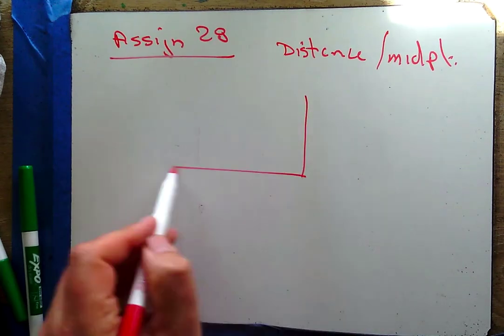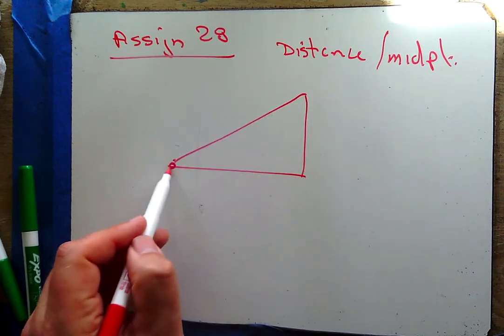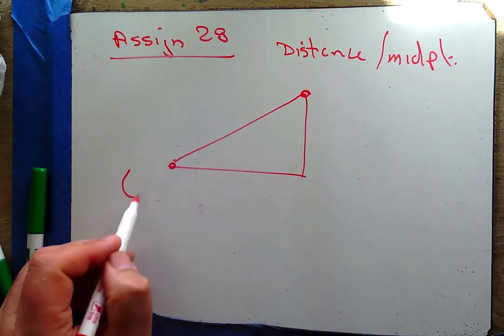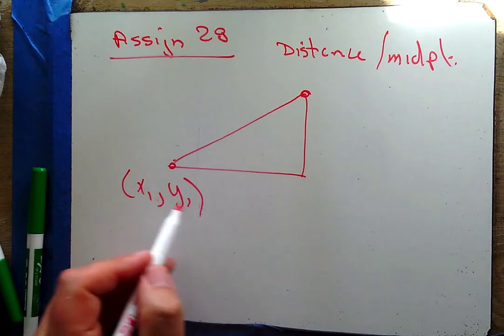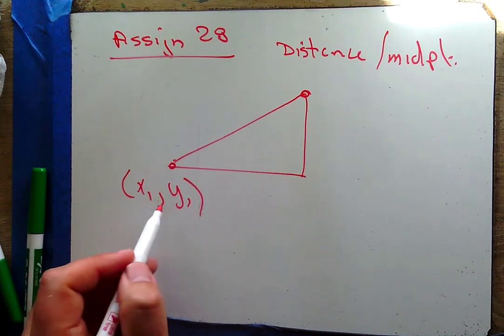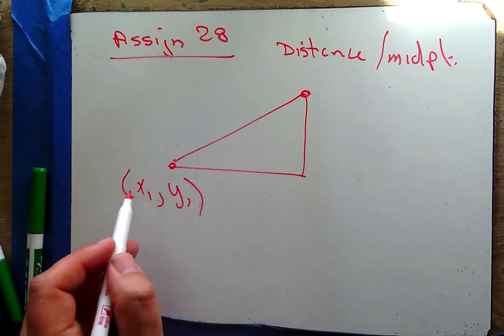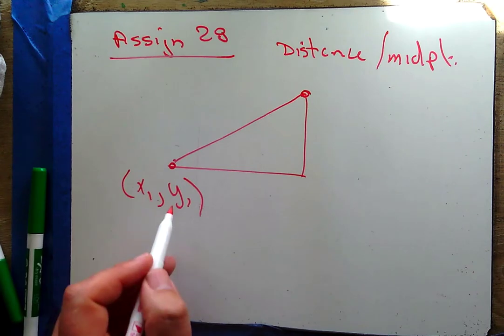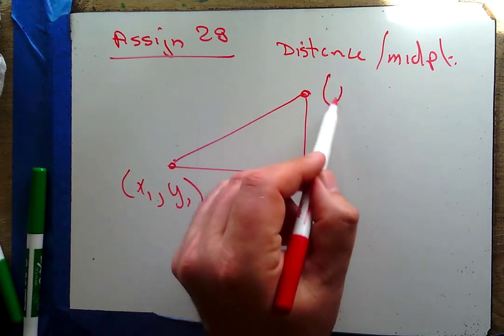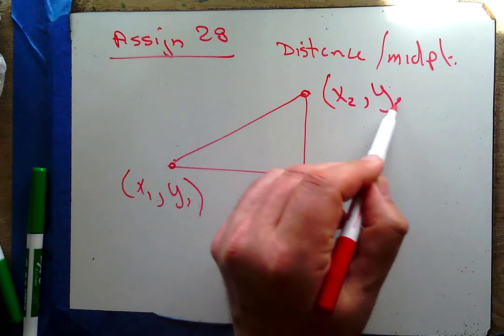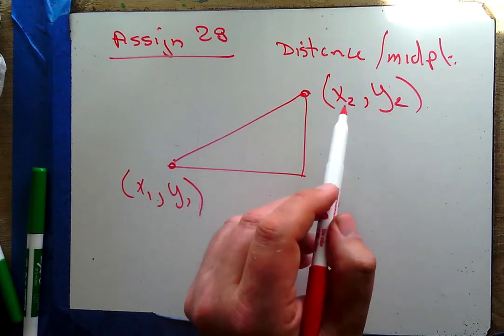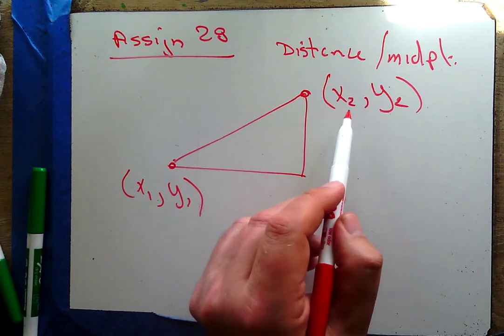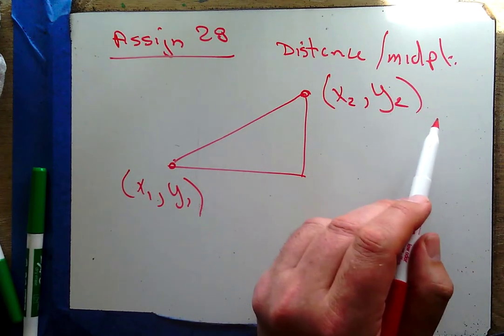Imagine you have a triangle here with this ordered pair, x1, y1. These subscripts, they're not mathematical numbers, they're names. This is the x value of the first point and the y value of the first point. And over here I'm going to put x sub 2, y sub 2. These aren't exponents, they're names. This is the x value of the second point and the y value of the second point.